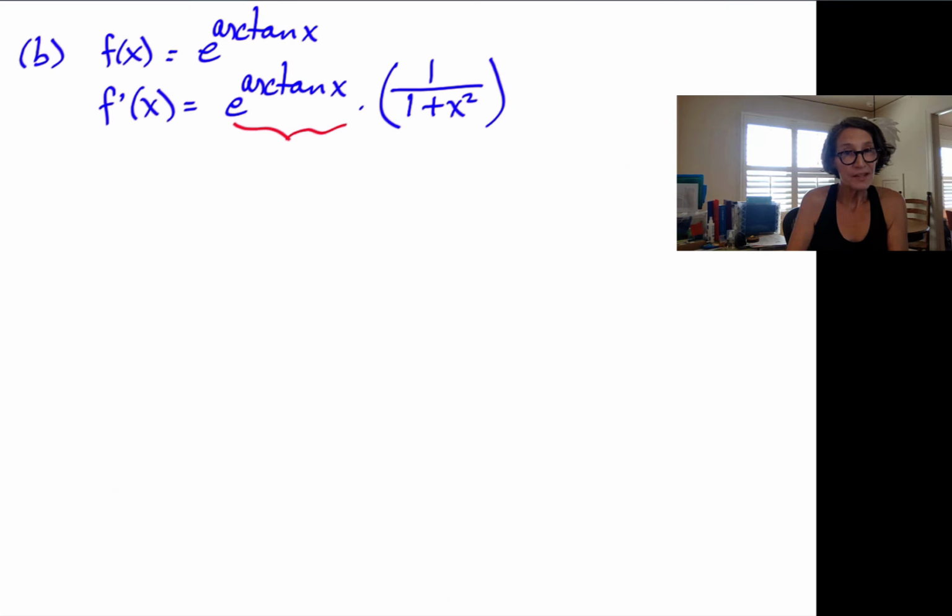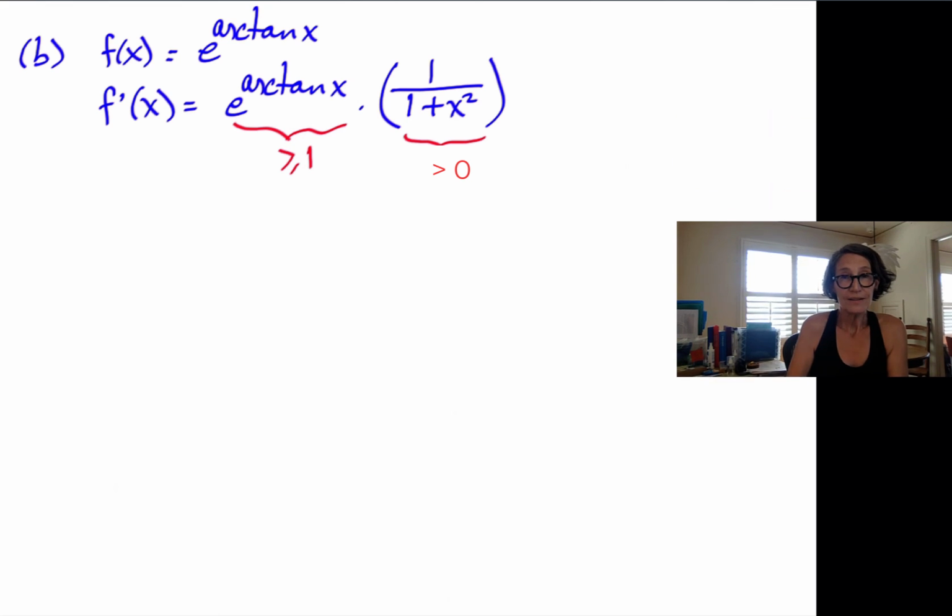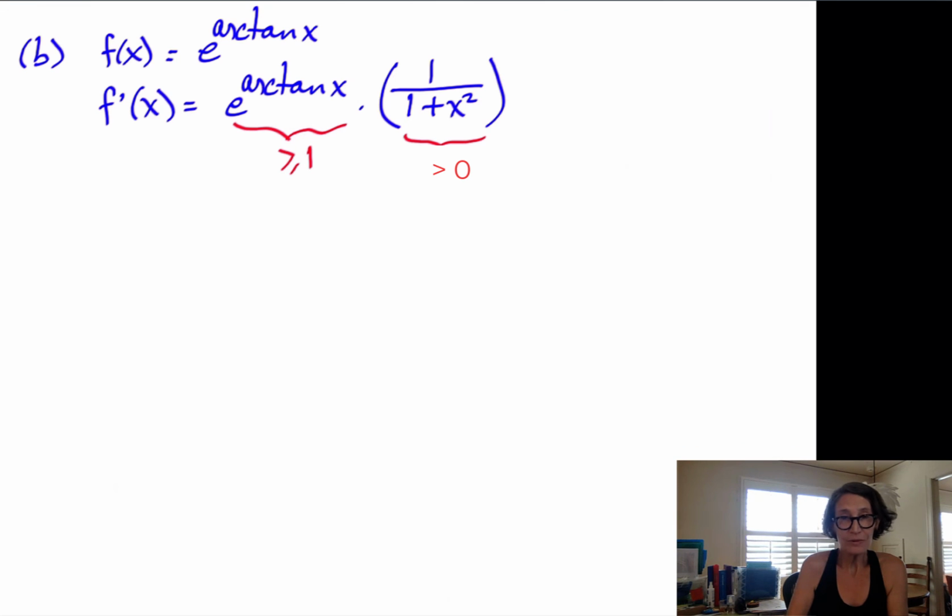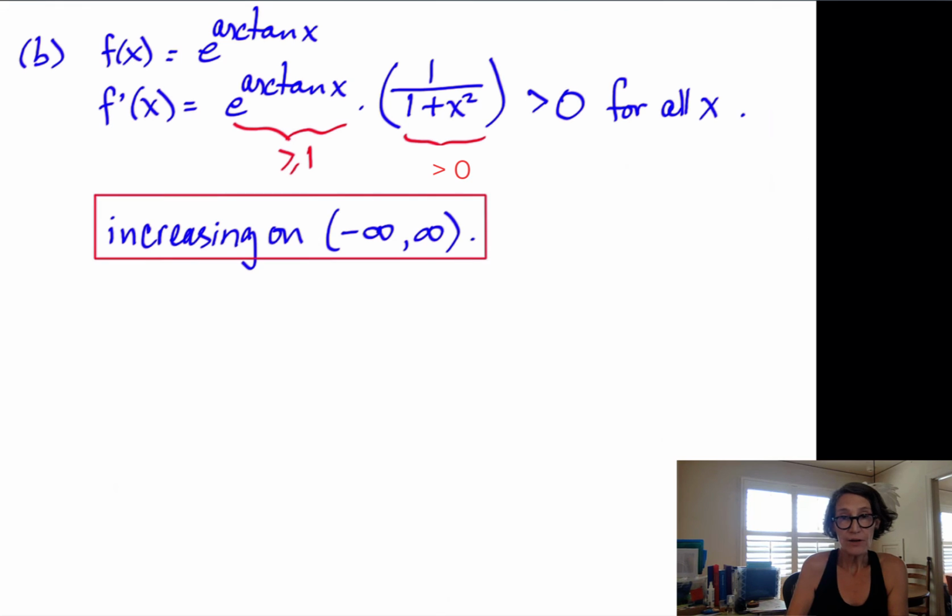Now, this part, e to the arctangent of x, well, that's always greater than or equal to 1. That could never be equal to 0. And since x squared is always positive, 1 over 1 plus x squared is always positive. So that's strictly greater than 0. All right, so is the first derivative ever equal to 0? No, in fact, it's positive for all x. So that means that this is an increasing function on the entire real number line, from negative infinity to positive infinity.